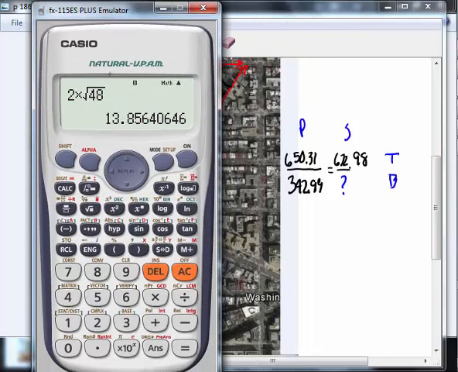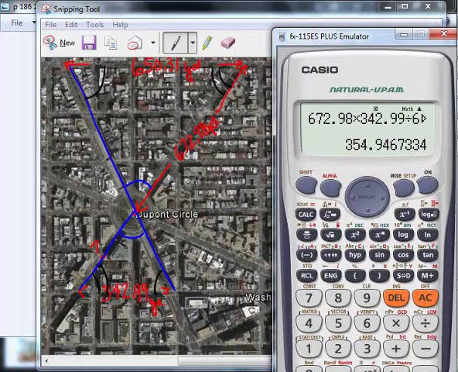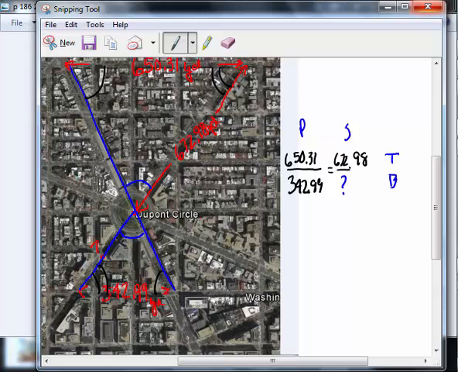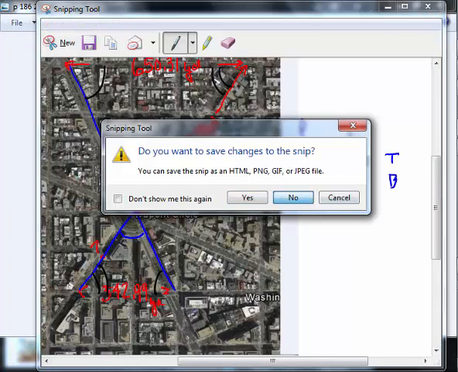So on our calculator we would press 672.98 times 342.99 divided by 650.31. I think those were yards. Yes, or meters, excuse me, meters. So our answer is, we have to get 5 sig figs, 354.95 meters. And that's the assignment for this lesson.